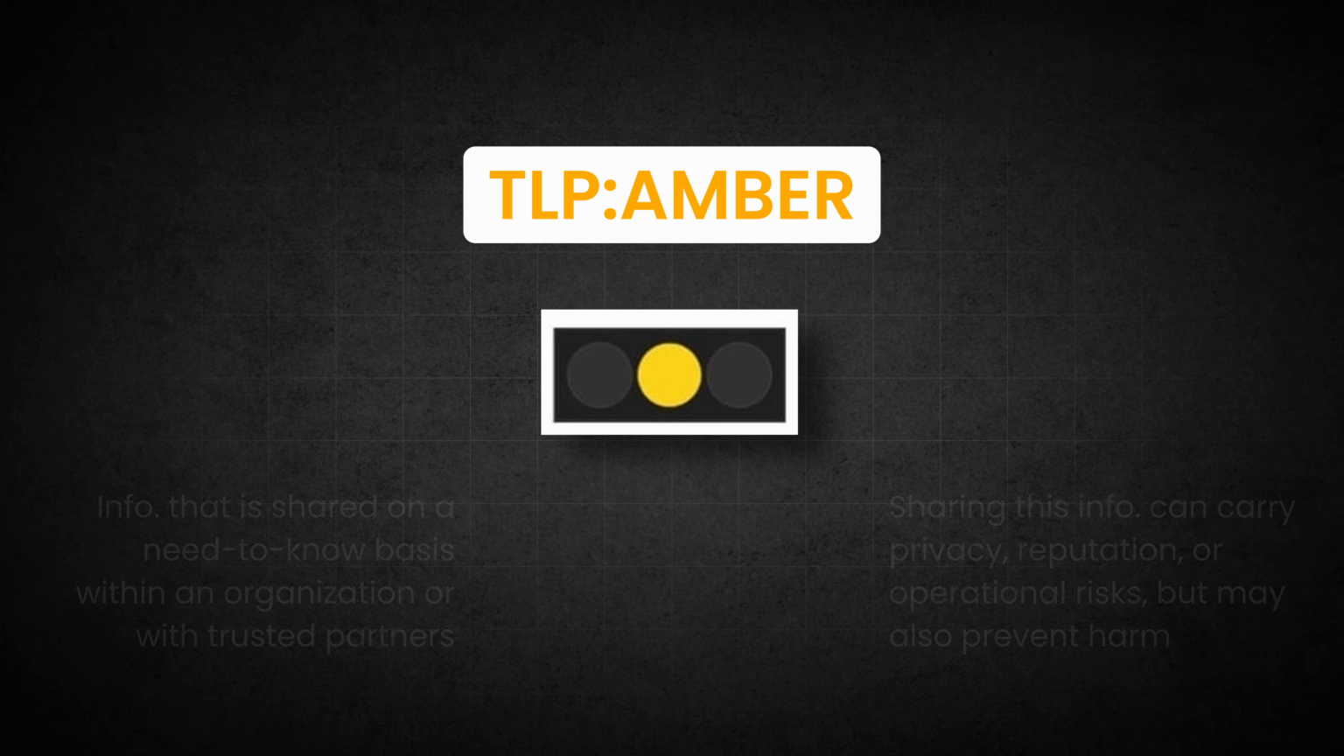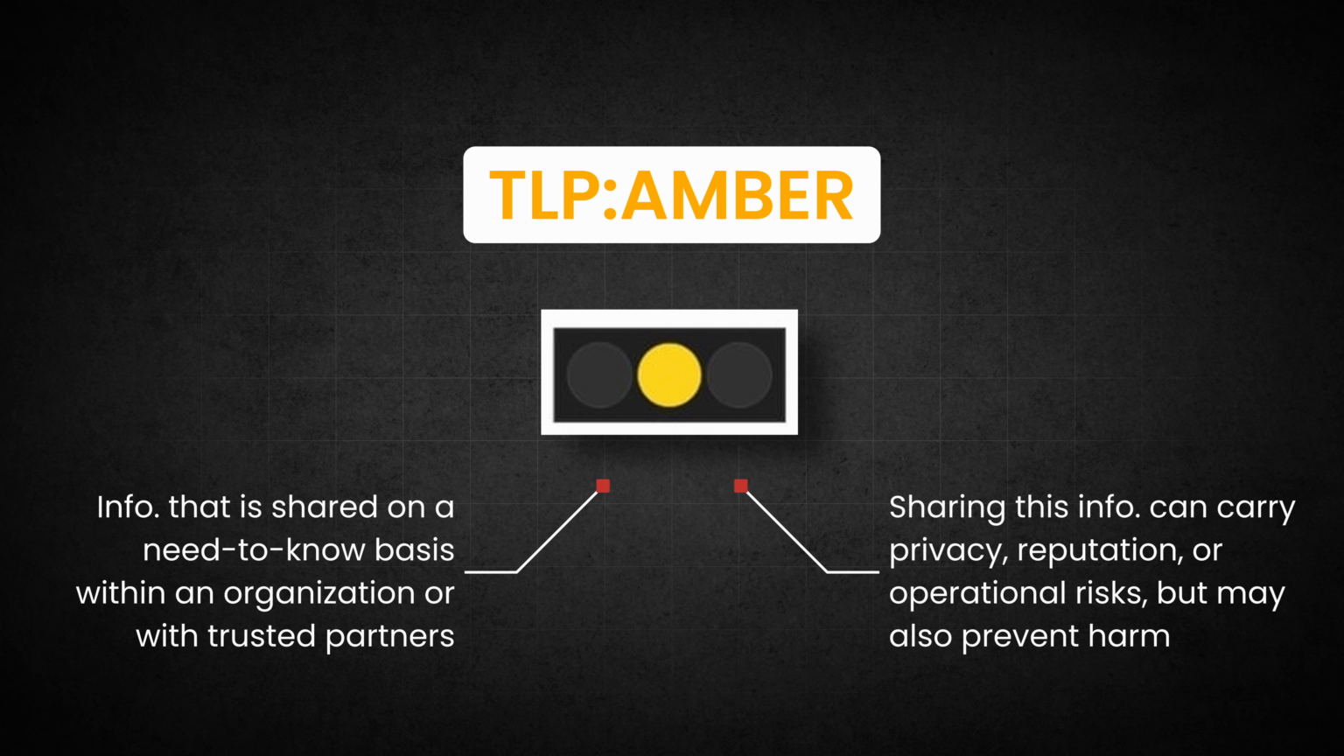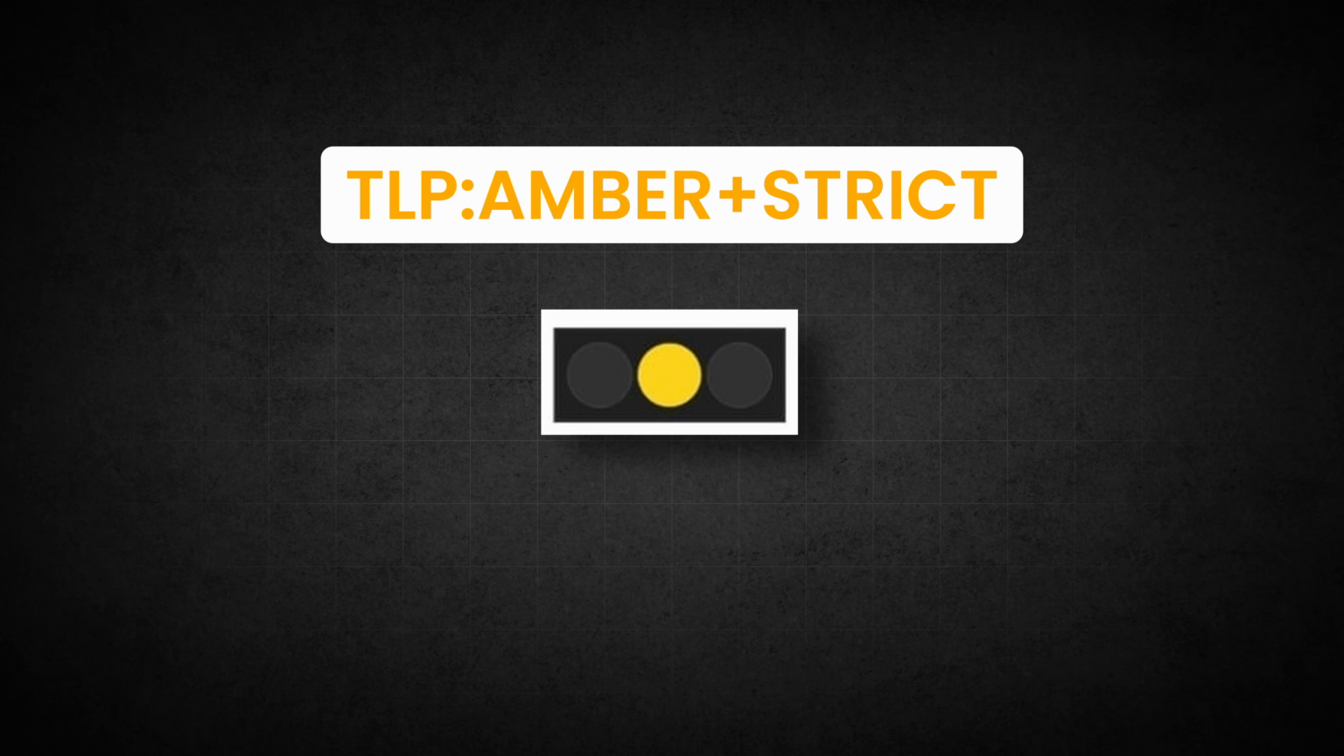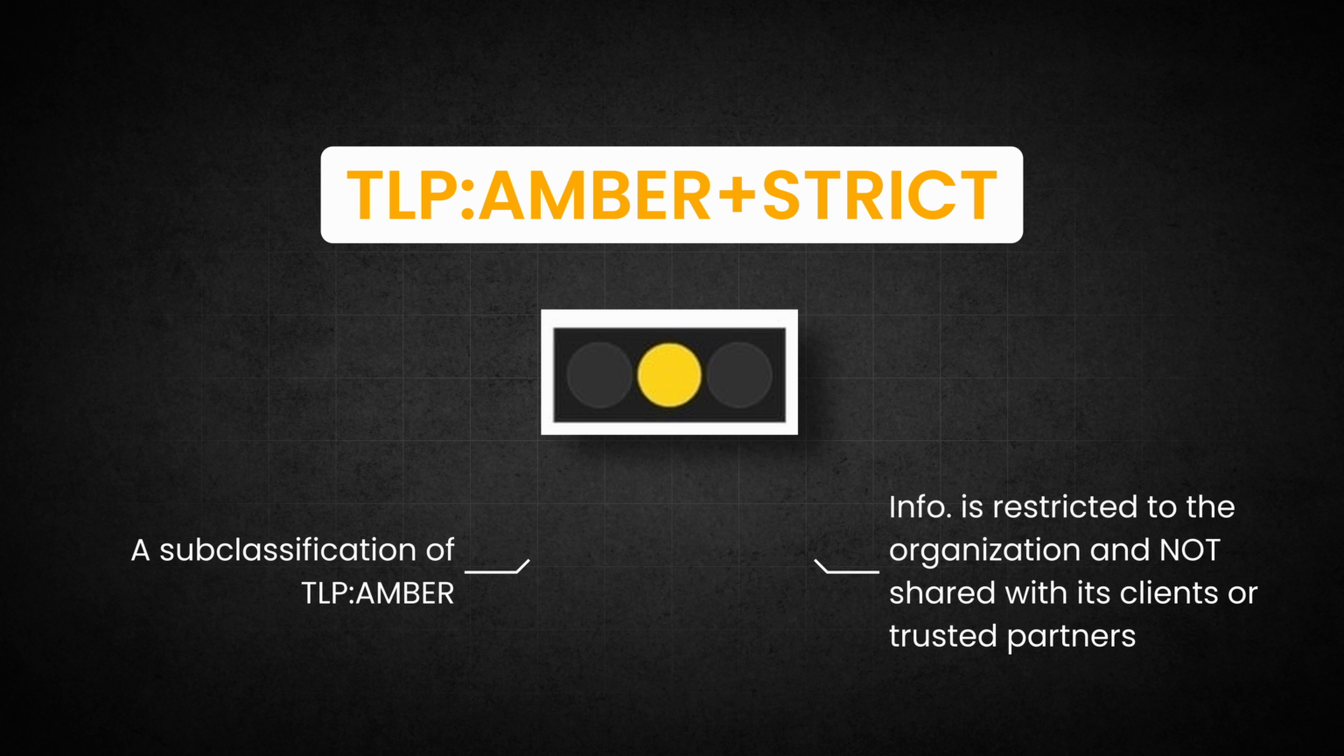Information marked TLP Amber should be shared only on a need-to-know basis within an organization or with its trusted partners. Sharing this information may carry privacy, reputation, or operational risks, but doing so may prevent potential harm. A subclassification of TLP Amber is TLP Amber plus Strict. This designation means the information is restricted to the organization and not to be shared with its clients or trusted partners.